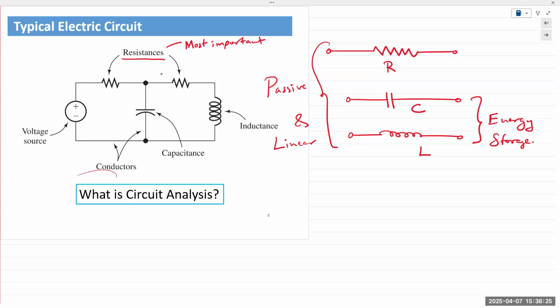So what exactly is circuit analysis? Simply stated, circuit analysis is the process of determining the values of unknown quantities in the circuit. The unknown quantities are basically voltage, current, and power. That's all circuit analysis is: determination of unknown quantities.